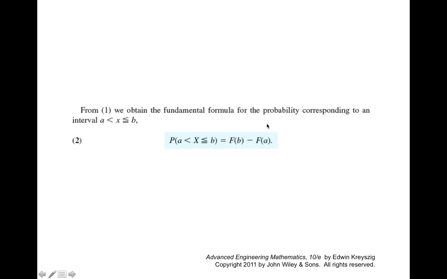So we obtain this formula for the probability that corresponds to some interval of x lying between a and b. Notice that we're putting a strict greater than sign here, so x has to be greater than a, but it could be equal to b. So it lies between a and b, but could be b. Then the probability that x lies in that interval is the distribution function at b minus the distribution function at a.